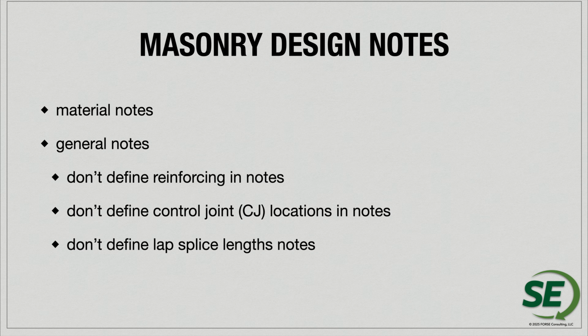We also want to make sure that we don't define control joint locations in the notes. Oftentimes, we see designers try to define criteria within the notes for control joints. And the problem with that is, depending on where the control joints are located, it's going to really affect the overall capacity of the masonry walls. So control joints really should just be referenced to see the plans or elevations for control joint locations, which is the only note that you should define within the general notes for masonry.